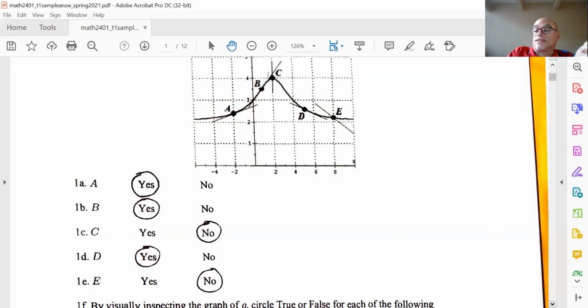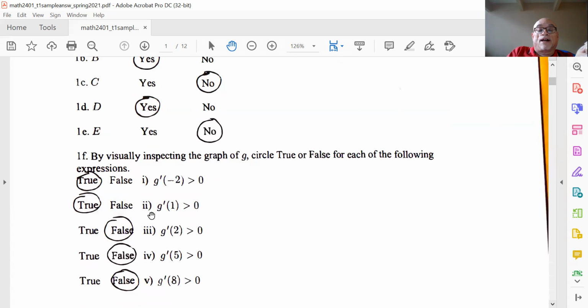But 0 is not positive, right? It's close to being positive, but it's not quite positive. So this is a little bit of a trick question. G prime of 2 is not greater than 0. It's actually equal to 0. It appears in the picture that it's equal to 0. So this is false. What about g prime of 5?